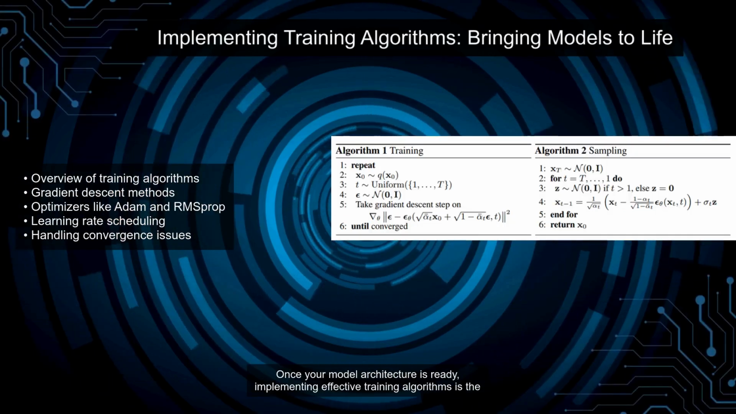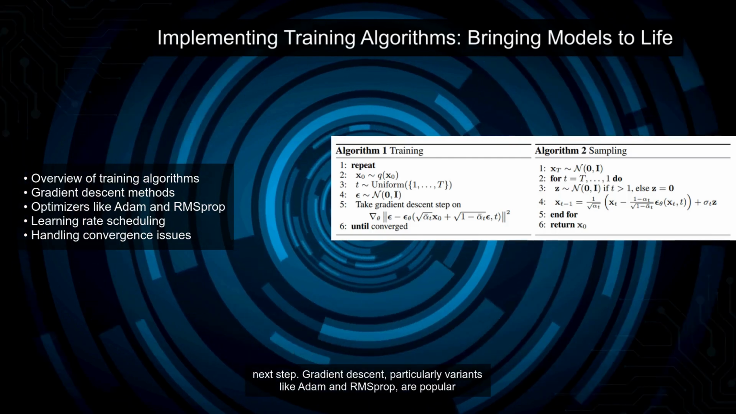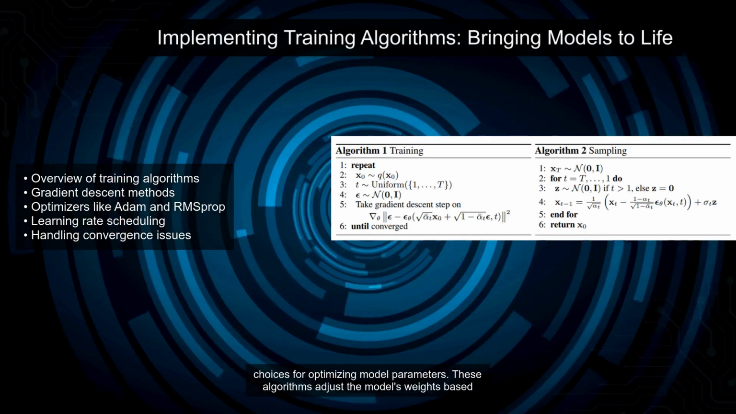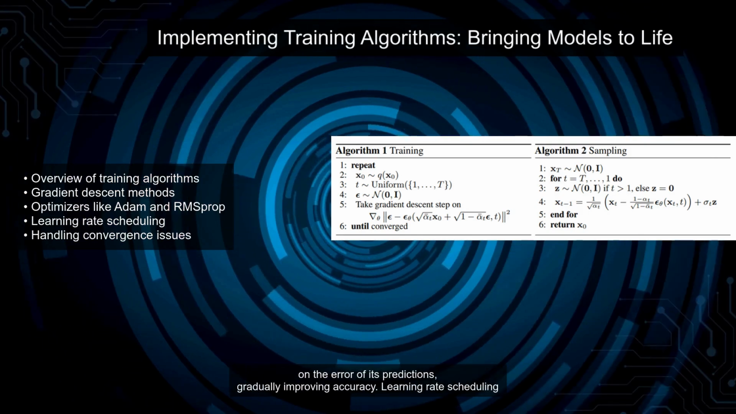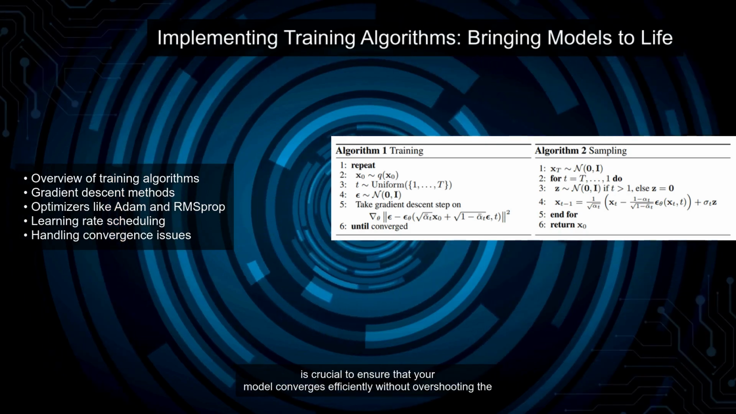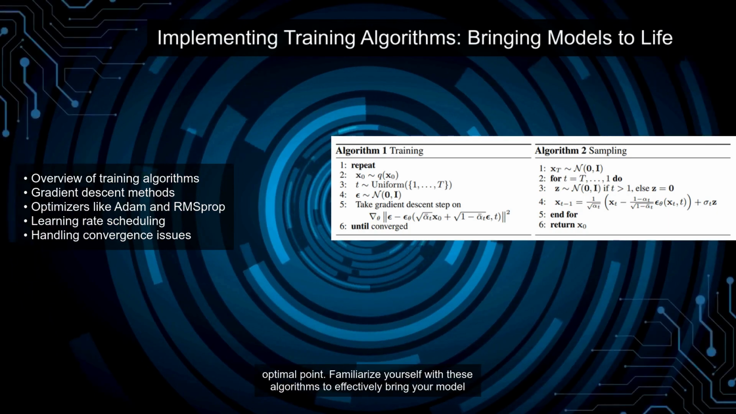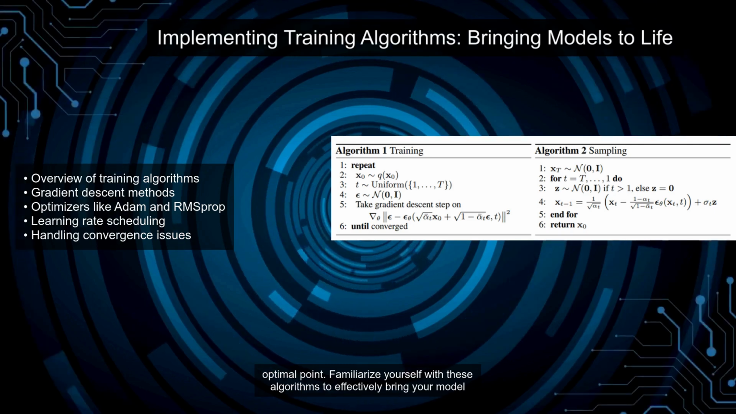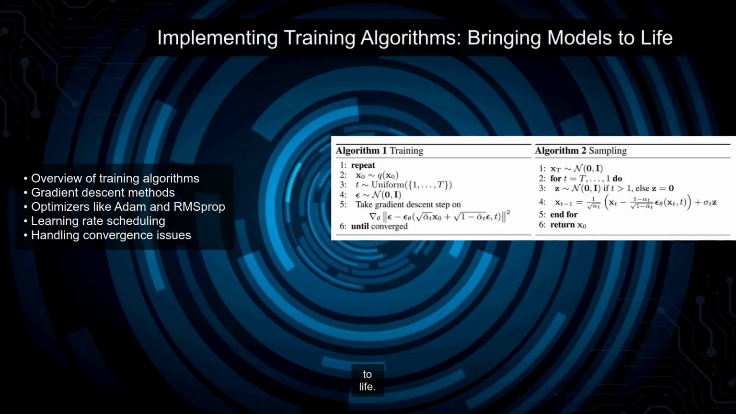Once your model architecture is ready, implementing effective training algorithms is the next step. Gradient descent, particularly variants like Adam and RMSprop, are popular choices for optimizing model parameters. These algorithms adjust the model's weights based on the error of its predictions, gradually improving accuracy. Learning rate scheduling is crucial to ensure that your model converges efficiently without overshooting the optimal point. Familiarize yourself with these algorithms to effectively bring your model to life.